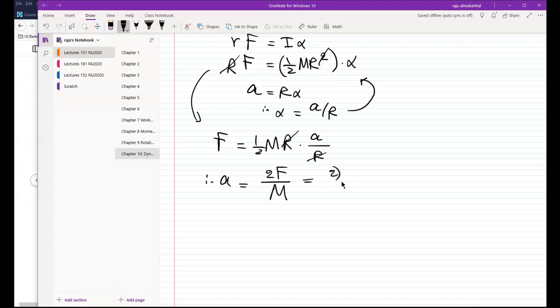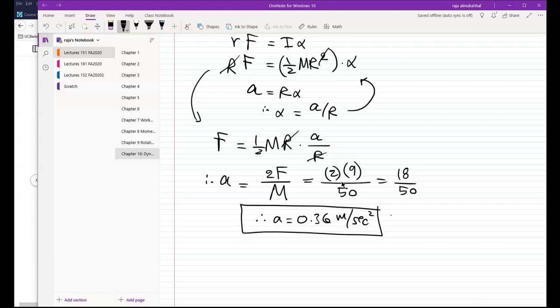So I have here 2, F is 9 newtons, divided by 50. So that's 18 over 50. And then when we calculate that, where's my calculator? There it is. 18 divided by 50, answer 0.36. So therefore, 0.36 meters per second squared. There we go. Simple problem, huh?